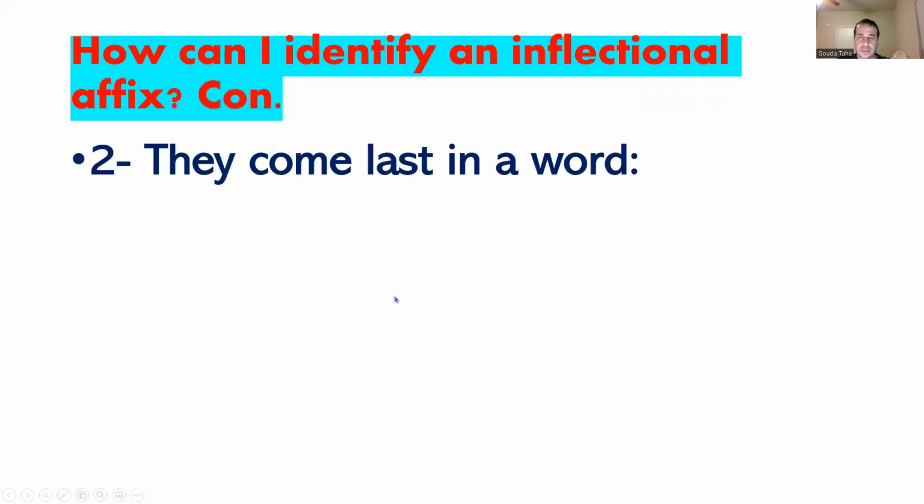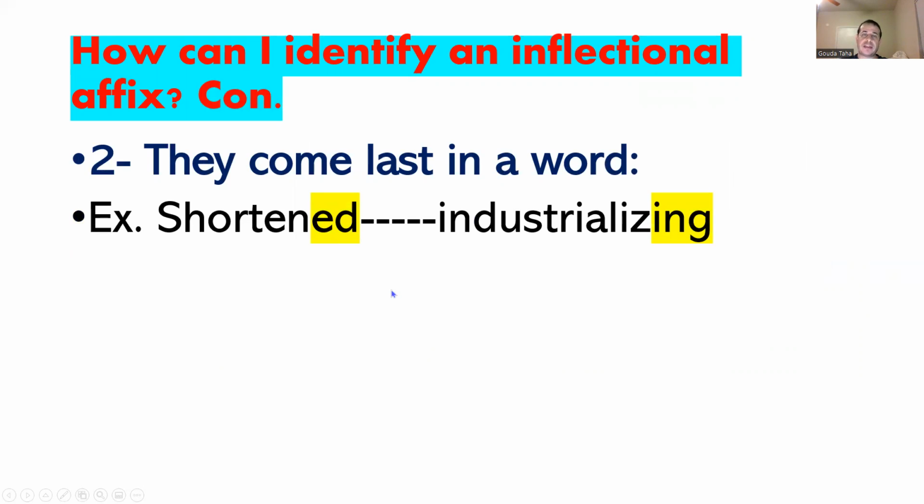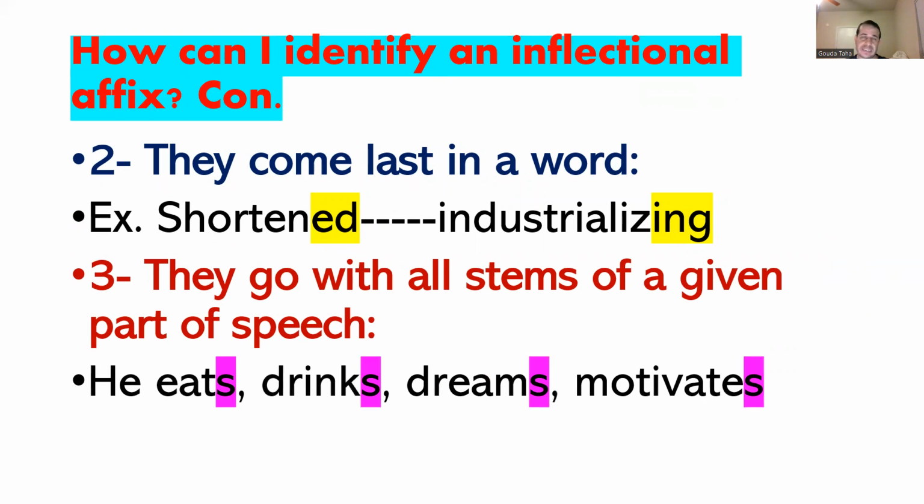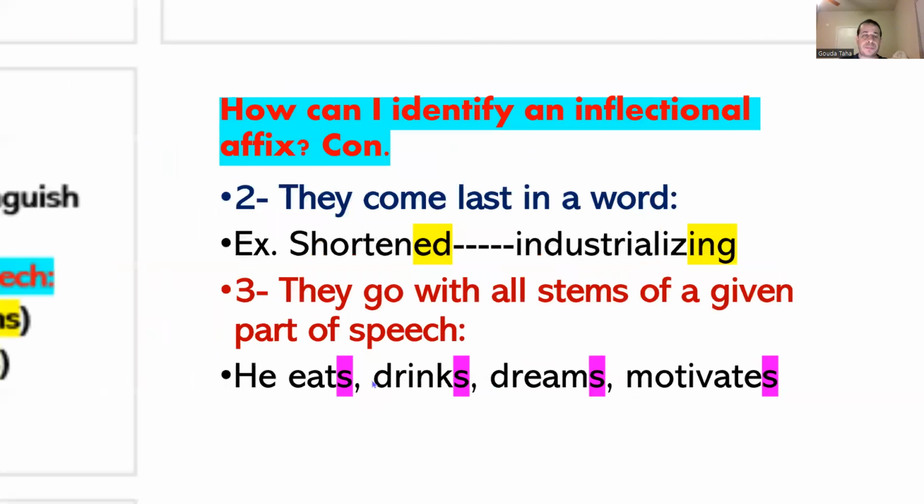Another feature of the inflectional suffixes is that they come last in a word; they close off a word. We cannot add anything else after. So if we add -ed to shorten, in this case it's a verb, and we cannot add -s or something else. And they go with all the stems of the given part of speech. So for example, we can add -s as a present simple third person singular marker, as with he, for example, with eats, drinks, dreams, and motivates.